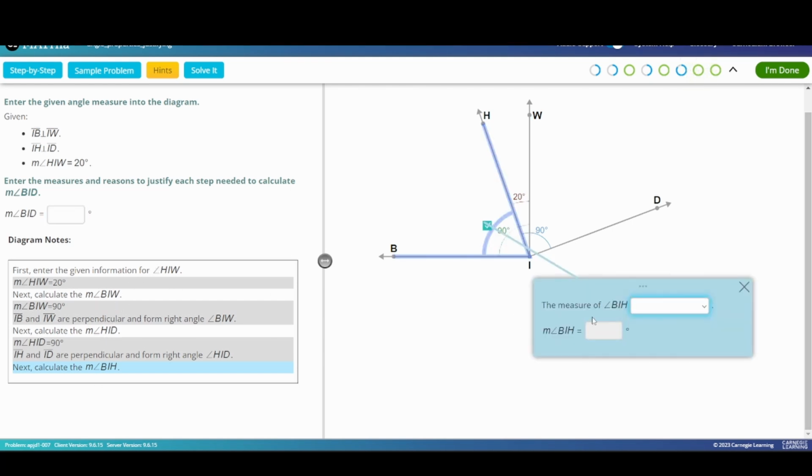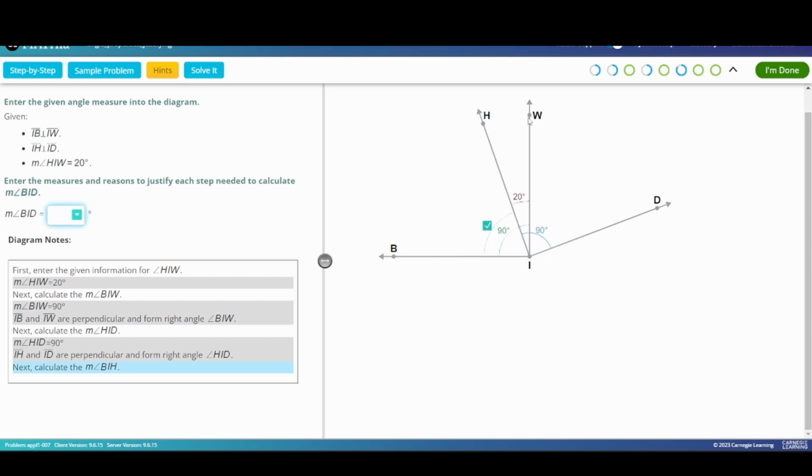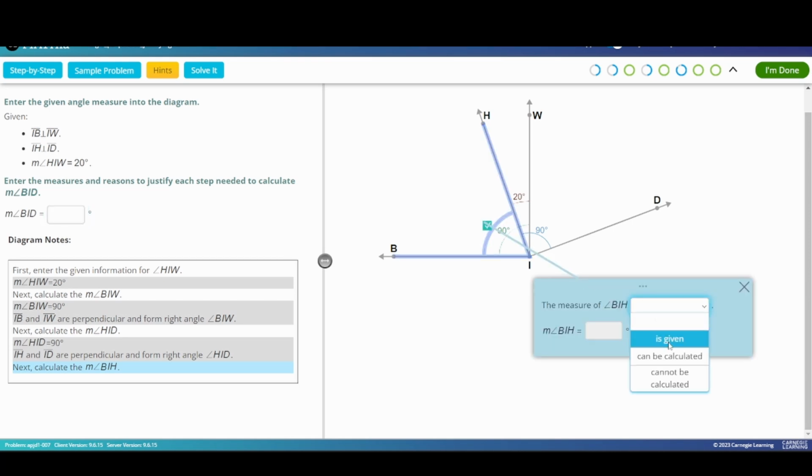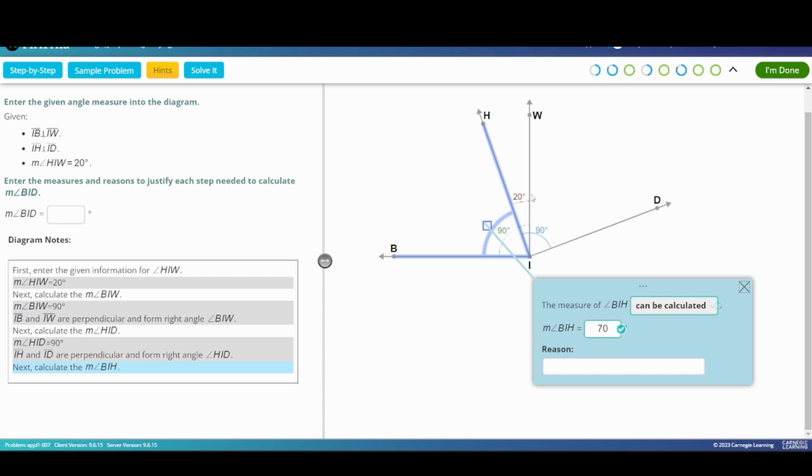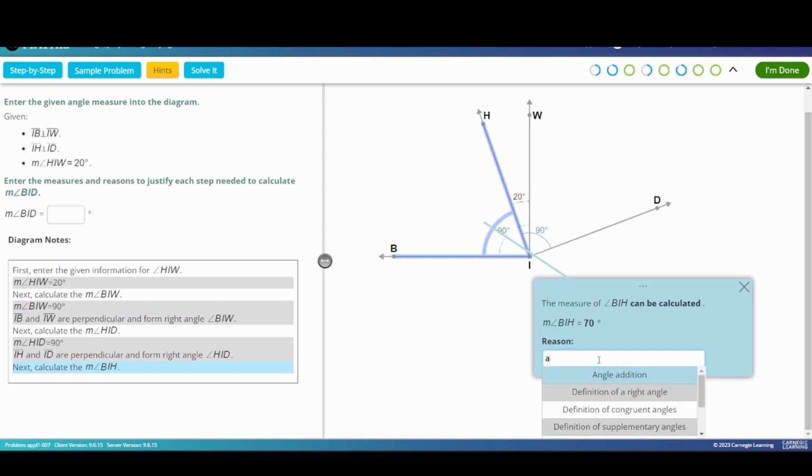Now, the last part is BIH. Or maybe it's not the last part, but next part. BIH. What is this? Well, if you remember from before that BIW was 90 degrees, that is right here. If that's 90 and this one is 20, what's left over is going to be 70, right? 90 minus 20. So let's do that. Let's say this can be calculated. So we have 70 degrees for this guy. Now the reason for that is if I add those two up, if I do 20 plus 70, that is going to be my 90. So this is actually angle addition.